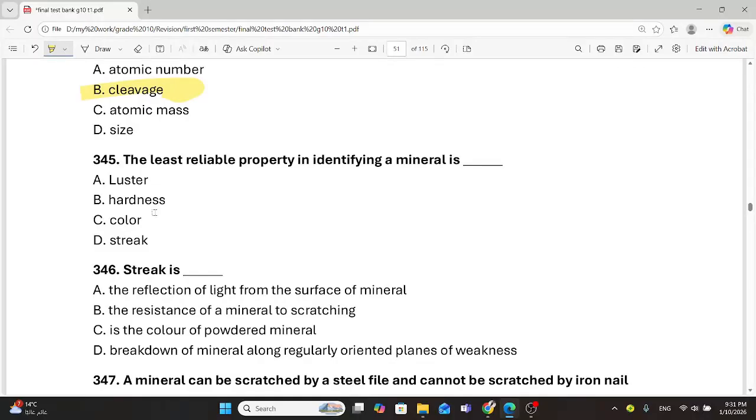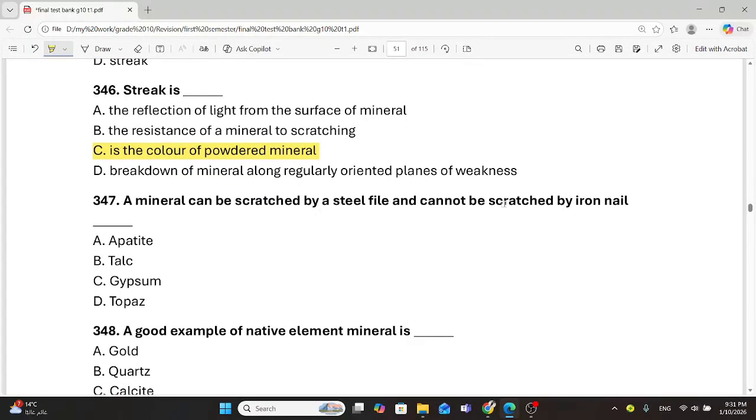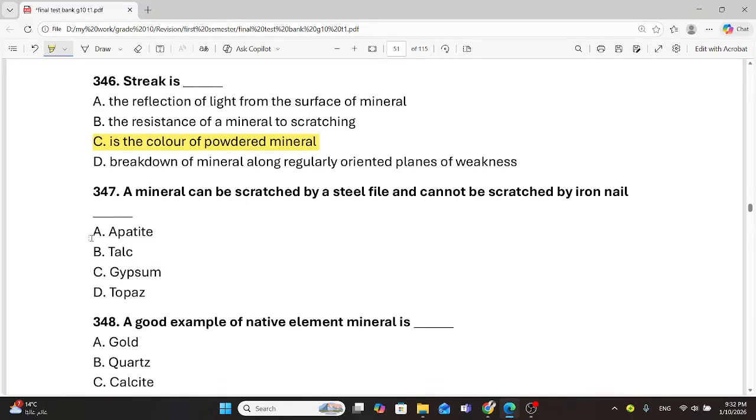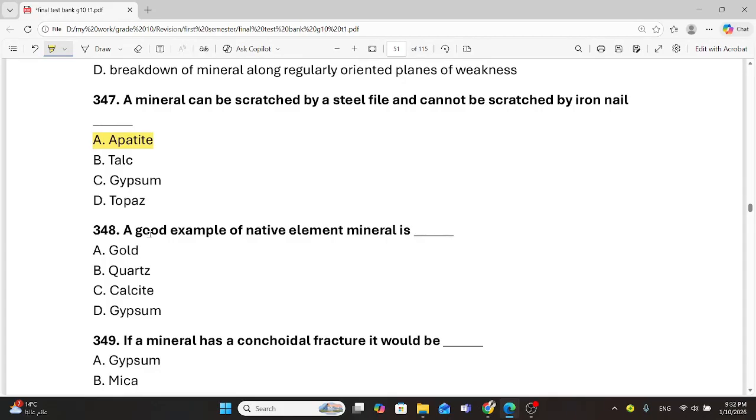Which property is used in the field to describe and identify a mineral? Color. The streak is the color of the powdered mineral. A mineral can be scratched by a steel file and cannot be scratched by an iron nail. A good example of a native element is gold.